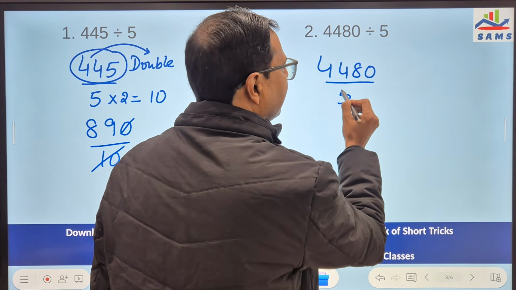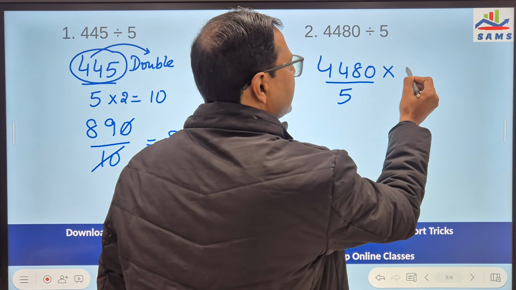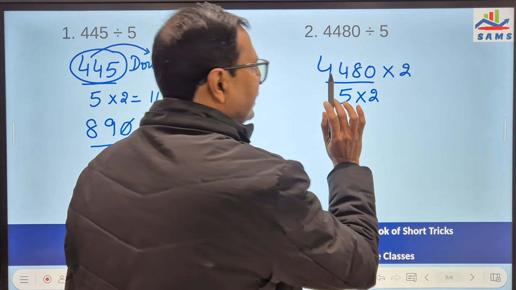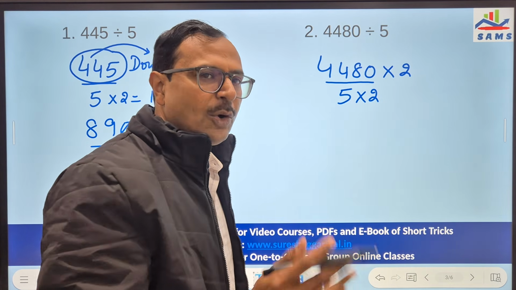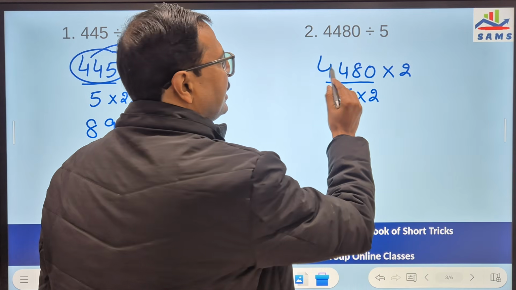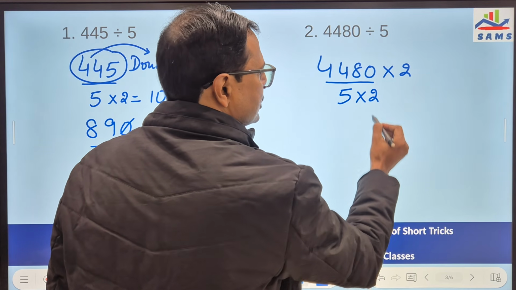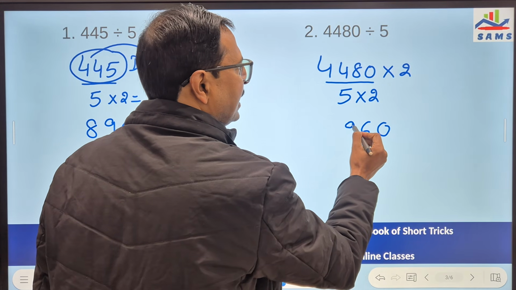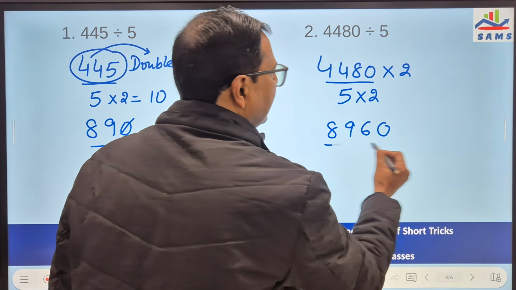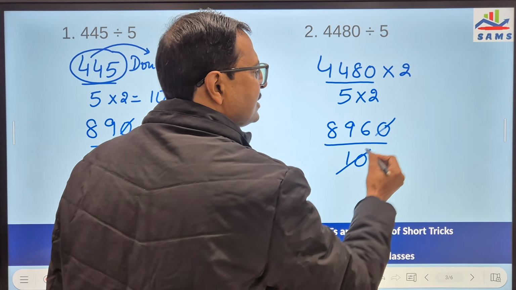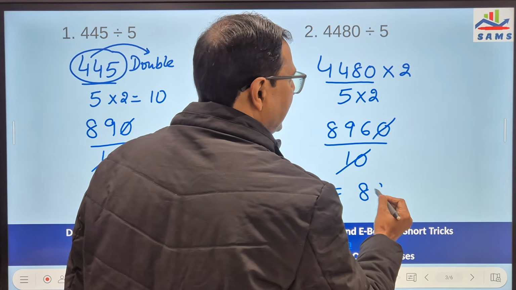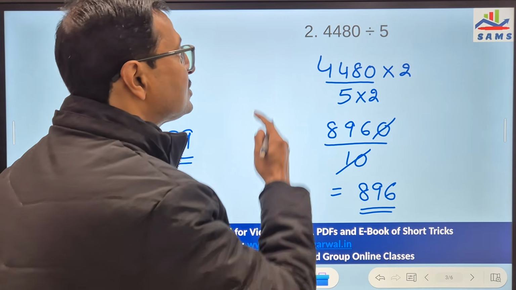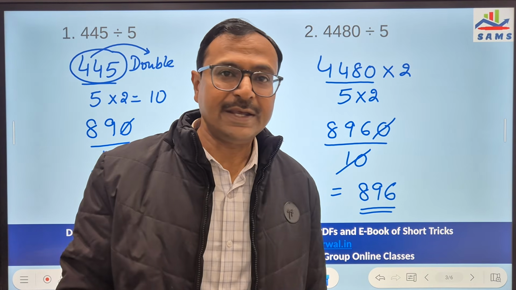4480 divided by 5. So I have to double this, that means multiply by 2, and so the denominator becomes 10. And the 10 obviously is going to cancel out the 0 at the end here. Double of this: the 0 will remain there, 8 2s are 16, 6 and 1 carry, so this is 9 and then 8. Then in the denominator you have the 10, so the 0 gets cancelled and the answer is 896. Likewise, even if the number is odd, you can actually get the correct answer.